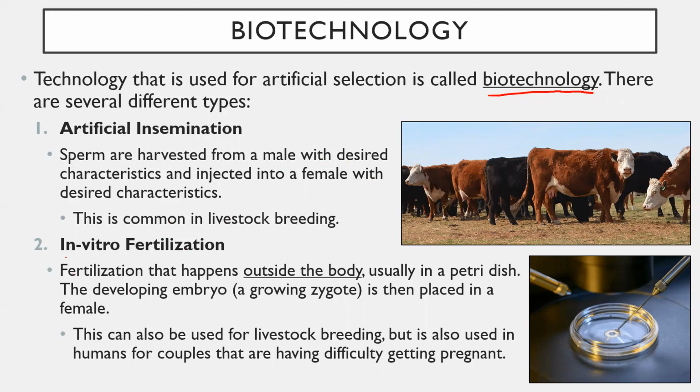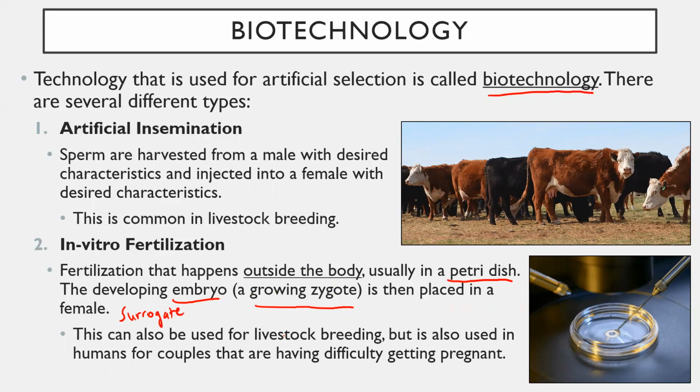The next one is called in vitro fertilization. This is fertilization that happens outside the body, usually in something called a petri dish. A petri dish is just like a little plastic dish that often has some sort of solution or gel in it where you can grow certain cultures. But anyway, the fertilization happens in that petri dish, and then the developing embryo, which remember an embryo is a growing zygote. You know, a zygote becomes an embryo, and then an embryo becomes a baby, basically. That growing embryo is then placed inside of a female who carries it, again as a surrogate, to be born.